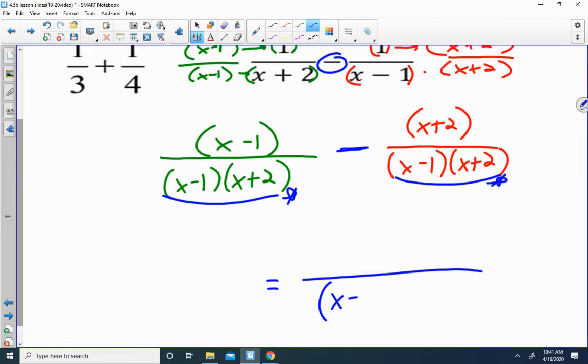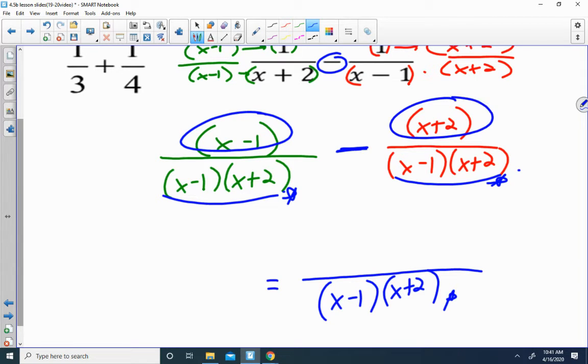And we can assume, as always, if these two denominators match, our final answer will have the same denominator of x minus 1, x plus 2. We just now have to subtract the top. We got to do x minus 1 and then subtract that from x plus 2.